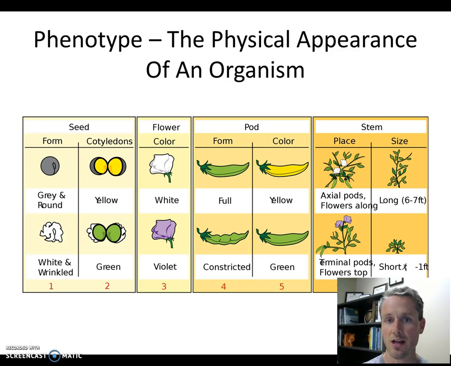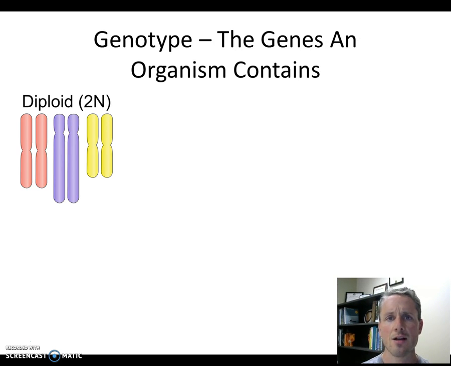So let's now consider the other term, genotype. The genotype describes the genes an organism contains. So phenotype is physical appearance. Genotype is the genes inside the organism. Let's think about the genes and what would be in there really quickly. You'll remember that we've talked about diploid cells before. All of our somatic cells are diploid. Most of the organisms we're going to talk about throughout this course have diploid cells.